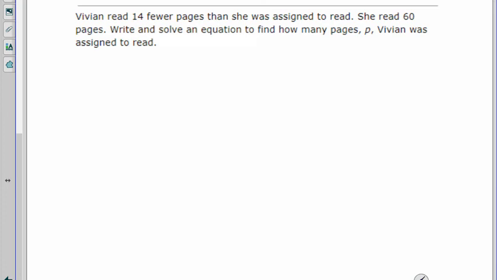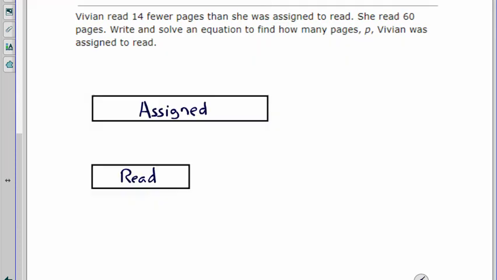All right, in this next one, Vivian read 14 fewer pages than she was assigned to read. She read 60 pages, so we want to find out how many pages, p, she was assigned to read. Let's do another bar model. All right, so here's two bars. The longer bar is what she was assigned, and the shorter bar is what she actually read. And so she basically read 60 pages, and that was 14 fewer than she was supposed to read, and we'll call what she was supposed to read p.